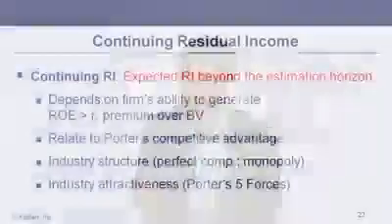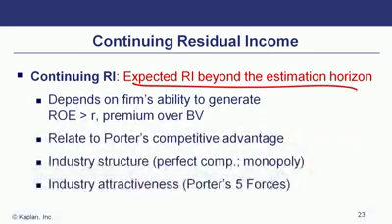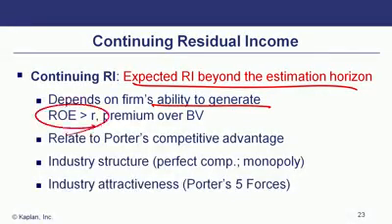All right, now let's take a look at continuing residual income. So, expected residual income beyond the estimated time horizon. What's residual income going to be in the long-term future? It depends on the firm's ability to generate return on equity over its required rate of return on equity. And essentially it's related to Michael Porter's competitive advantage and Porter's 5 forces that we saw in study session 11. Don't be surprised to see those parts of study session 11 combined with a vignette here.